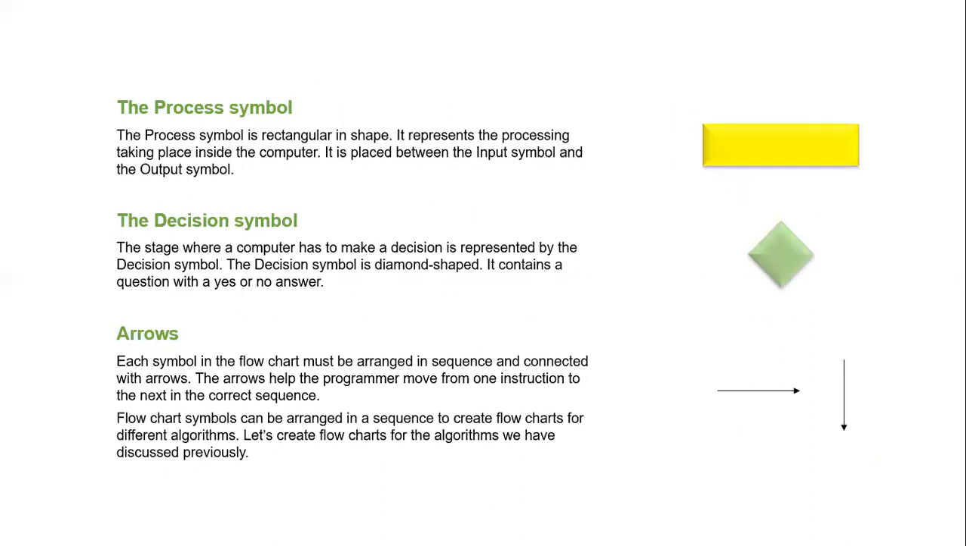Arrows. Each symbol in the flowchart must be arranged in sequence and connected with arrows. The arrows help the programmer move from one instruction to the next in the correct sequence. Flowchart symbols can be arranged in a sequence to create flowcharts for different algorithms. Let's create them.